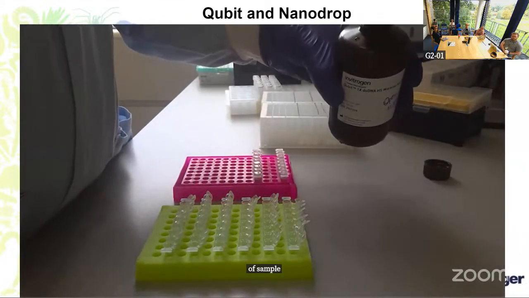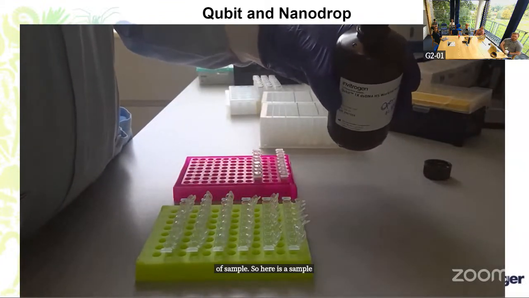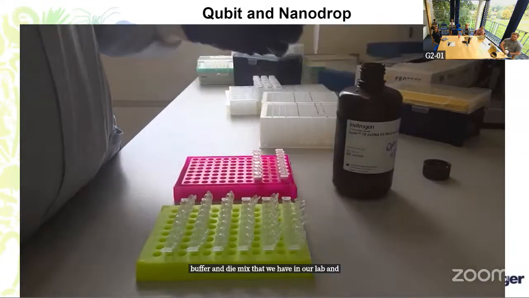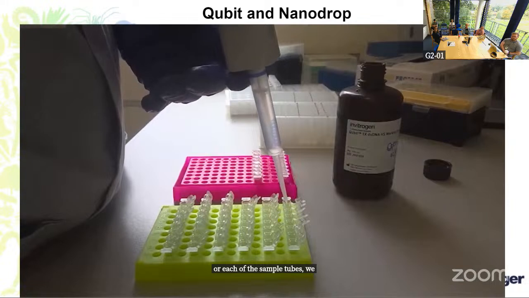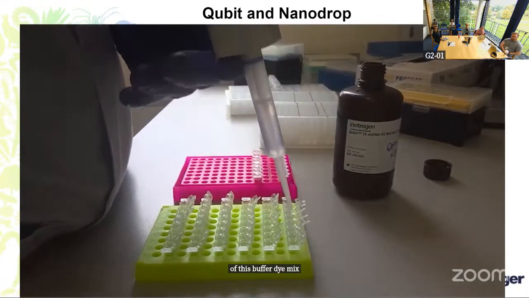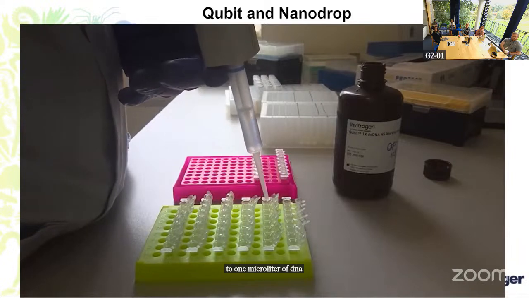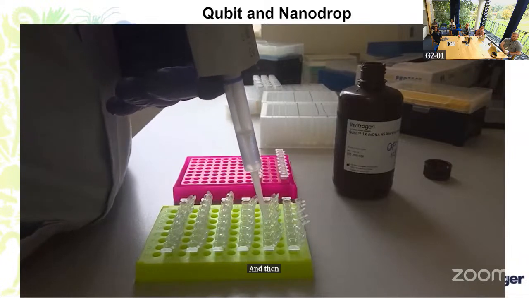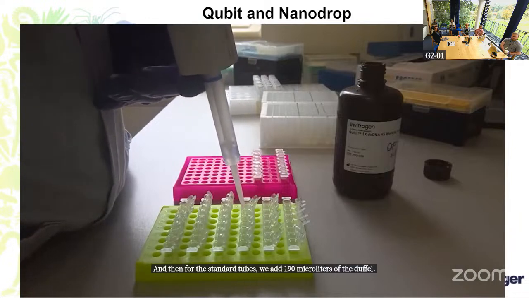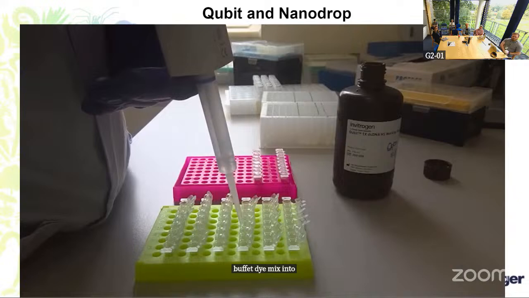So here is a buffer and dye mix that we have in our lab, and for each of the sample tubes, we add 199 microliters of this buffer dye mix to 1 microliter of DNA. And then for the standard tubes, we add 190 microliters of the buffer dye mix into each of the standard tubes.